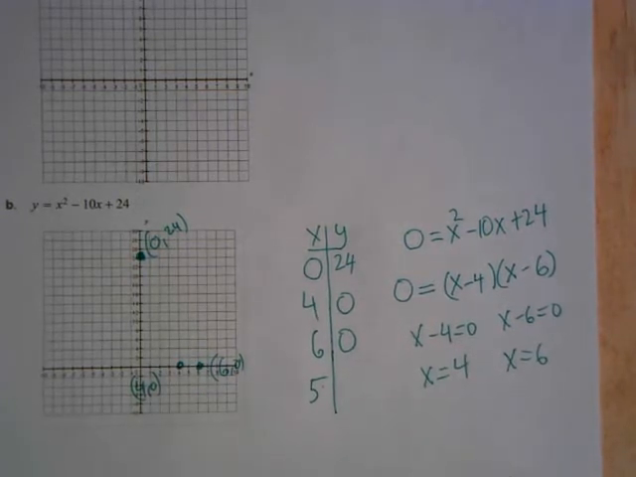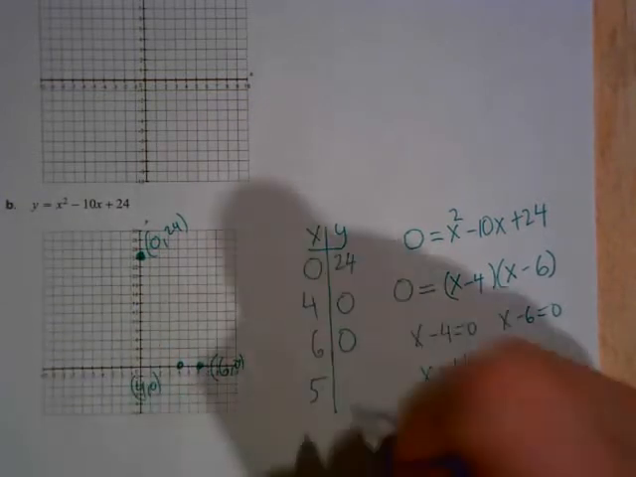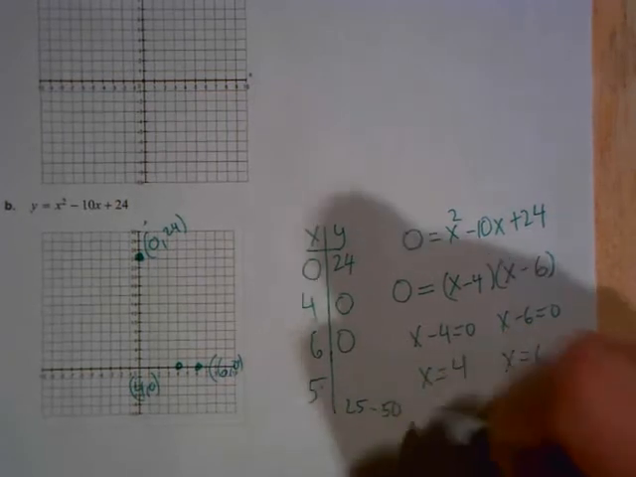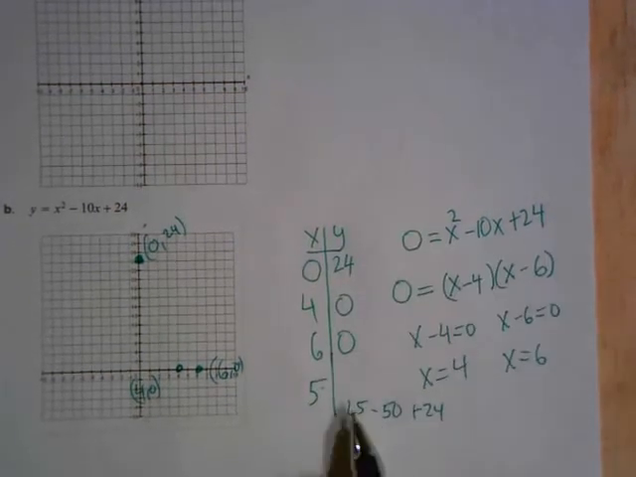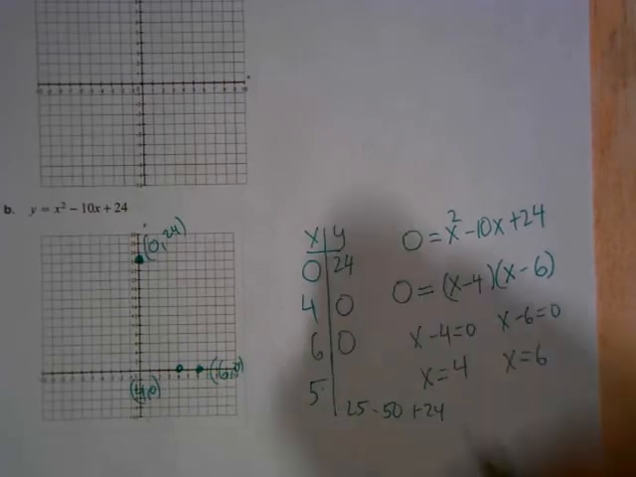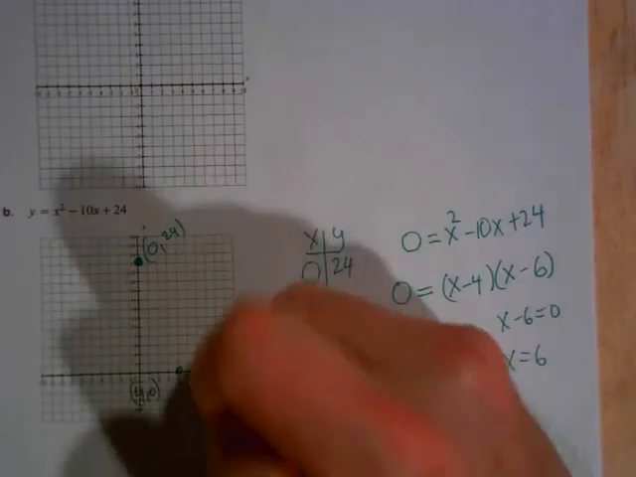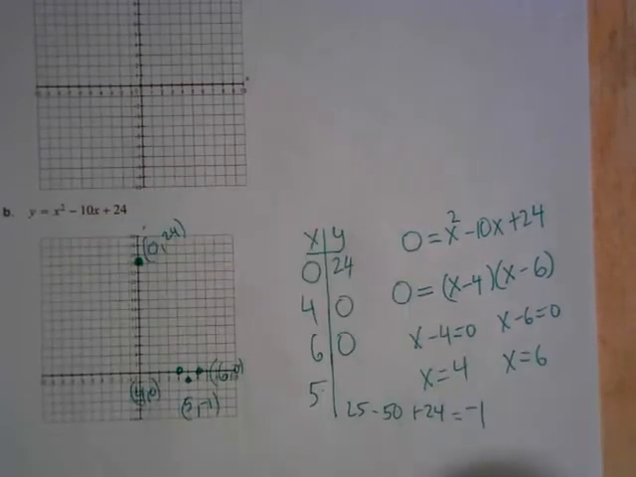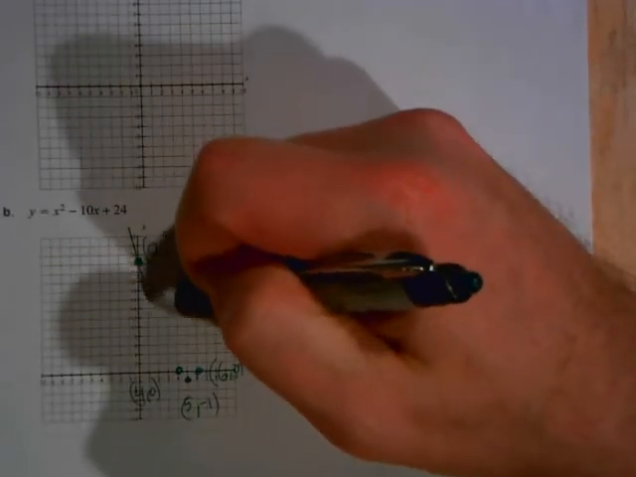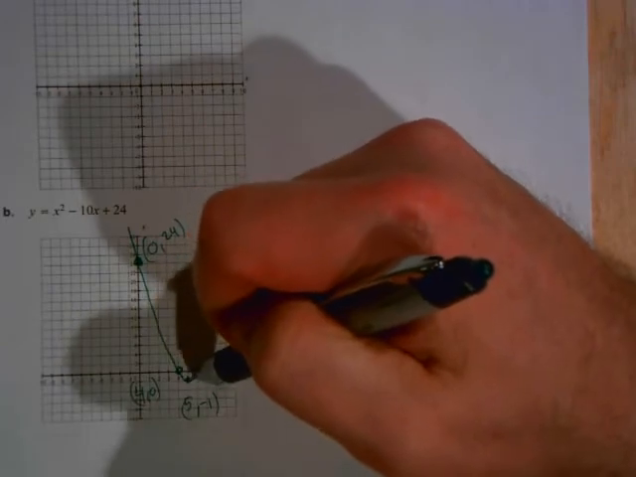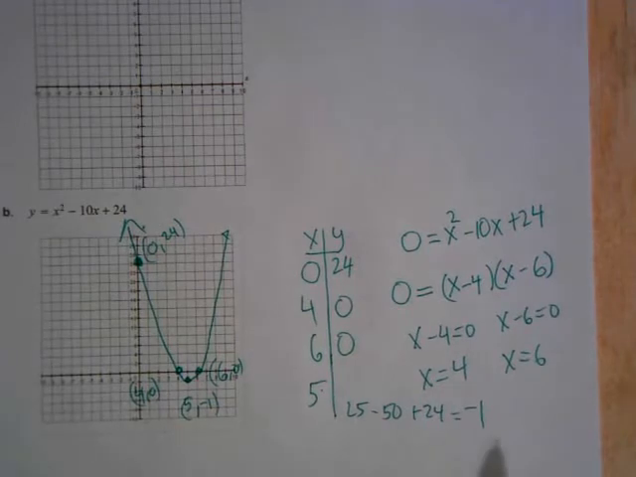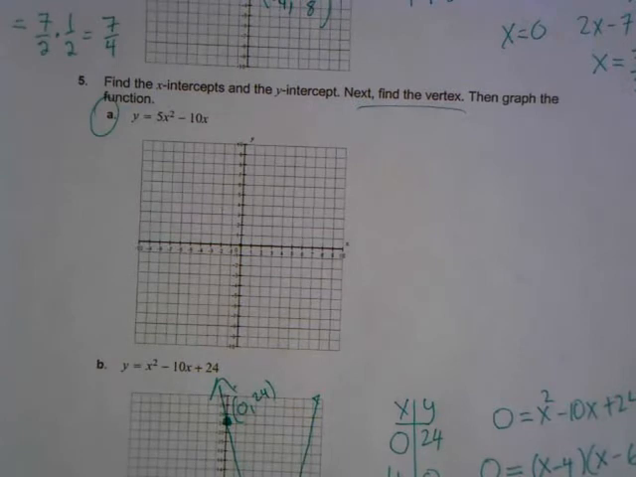Alright, I come up here, I plug in 5. That's going to be 25 minus 50 plus 24. 24 and 25 makes 49. 49 minus 50 is negative 1. So my vertex is right here at 5, comma, negative 1. Connect the dots. There we go. Alright, so like I said, you give problem A a shot. Pretty much the same thing. I think slightly easier to solve in finding your x-intercepts.